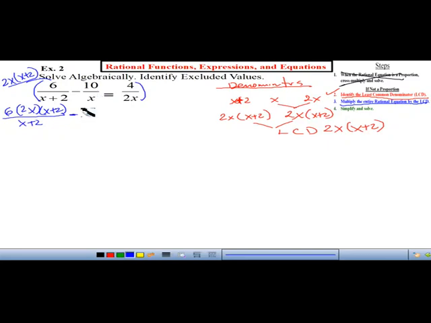Minus, I'm going to write the 10. I'm going to multiply this again times that numerator. So we have times 2x times x plus 2. The denominator stays the same. Equals. Now this one times the third numerator. So I have 4, and I'm going to multiply times 2x and x plus 2. And the denominator stays the same, which is 2x. Copy that, please.